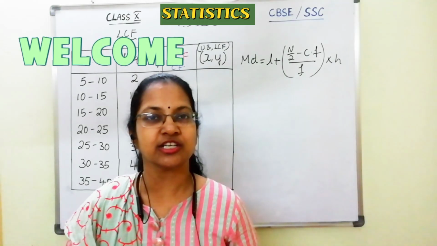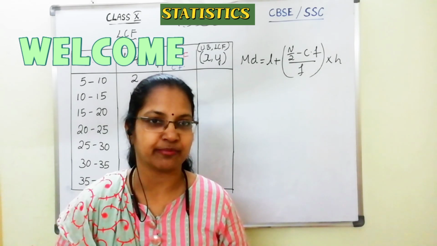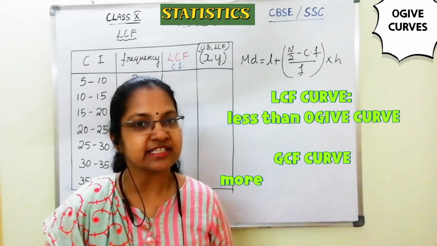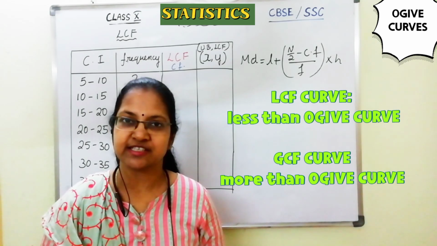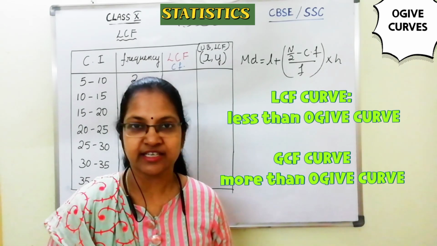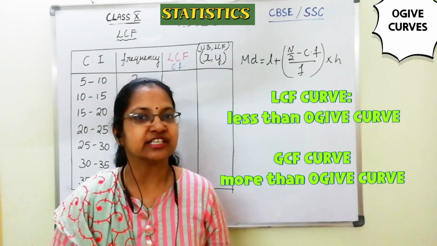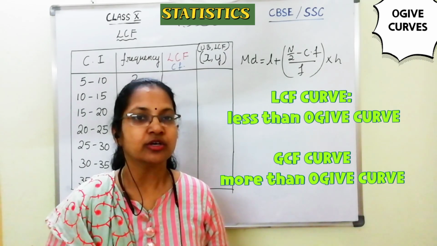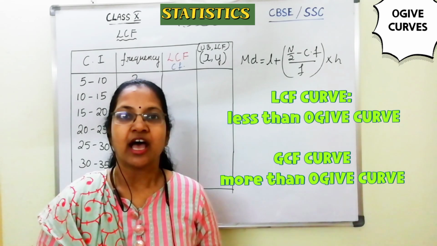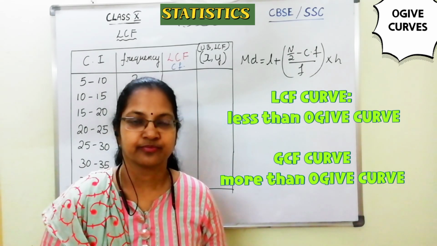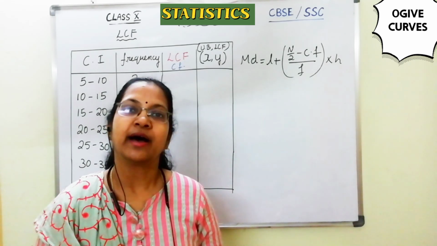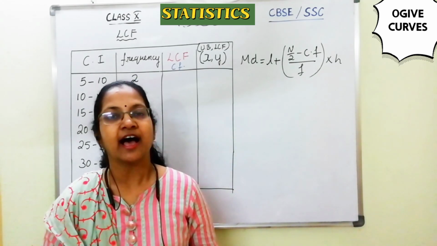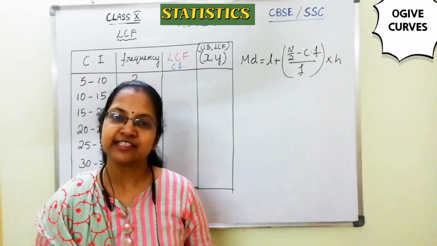In this video, we are going to learn about the Graph of Statistics chapter. The Graph in Statistics chapter is of two types. One is the LCF curve and the other one is the GCF curve. LCF is the Less Than Cumulative Frequency curve and GCF is the Greater Than Cumulative Frequency curve. We are going to learn about both the curves individually and also the combined curve. We check our answer by the method of verification, wherein we are going to use the median formula and check the answer. So let's get started.